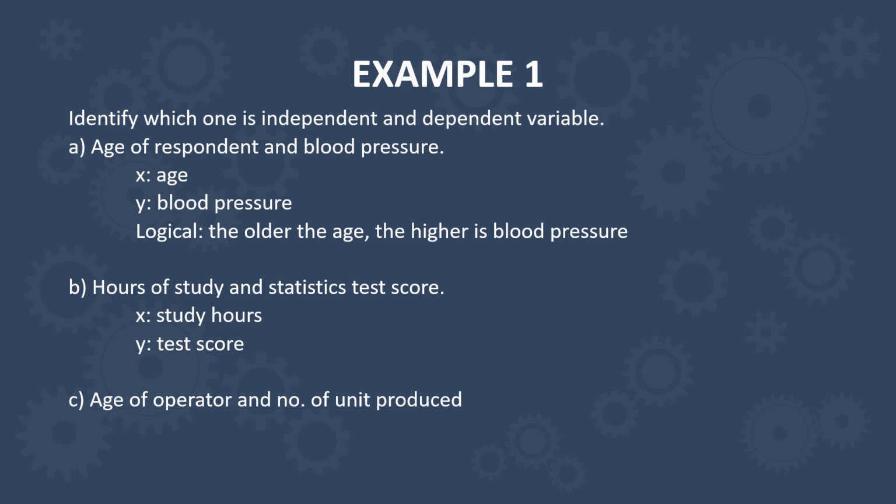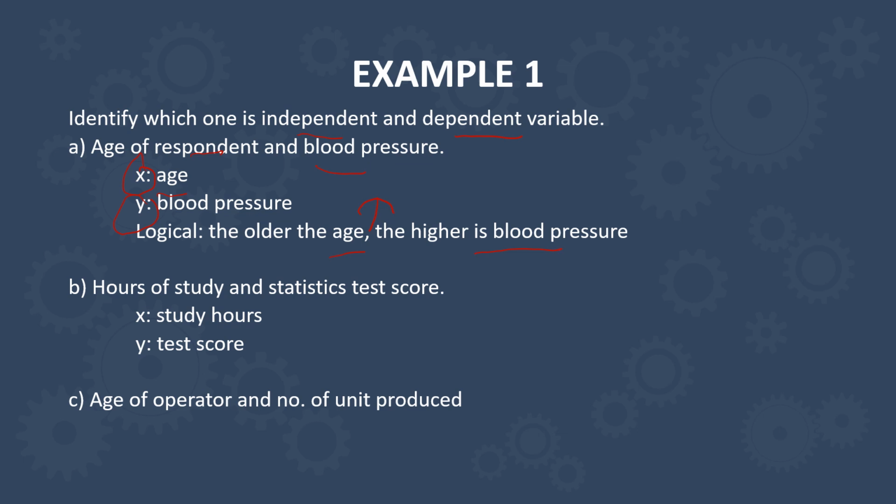Now let's go into some practical examples to identify independent and dependent variables. First, consider the age of a respondent and their blood pressure. So here, age is the independent variable denoted as X. Blood pressure is the dependent variable denoted as Y. So here the logical thinking is quite straightforward. As a person's age increases, their blood pressure tends to increase as well.